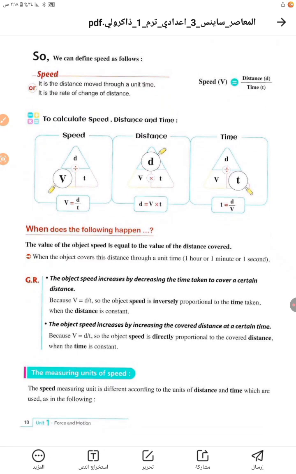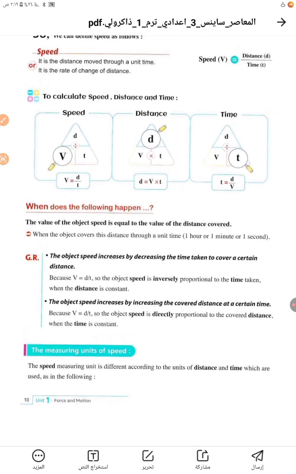law اللي عندي speed V equal the distance over time. To calculate speed عندي some laws هنستخدمها عشان نحسب السبيد. السبيد هيبقى عندي السبيد distance with time from the triangle. V equal distance over time, ومنها distance equal velocity multiply time, and time equal distance over velocity.